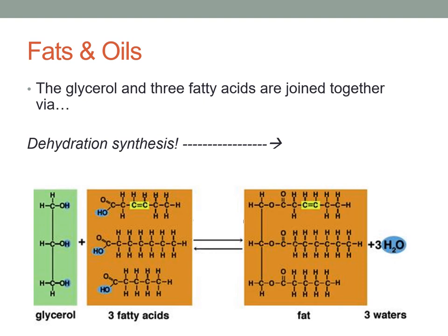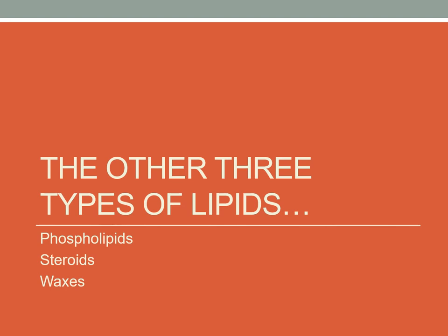And when we eat one and we want to break it down into its subunits, we're going to do hydrolysis. So all of the organic molecules are the same. Dehydration synthesis to link them together, hydrolysis to split them apart. All right. There are three other types of lipids, and they're all pretty specialized. So we're going to talk about what they do and what they are.